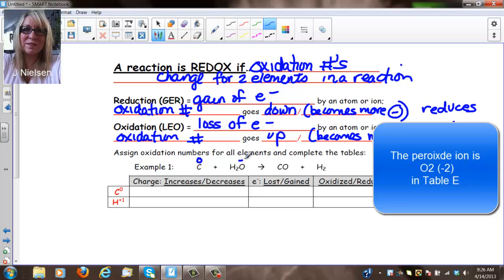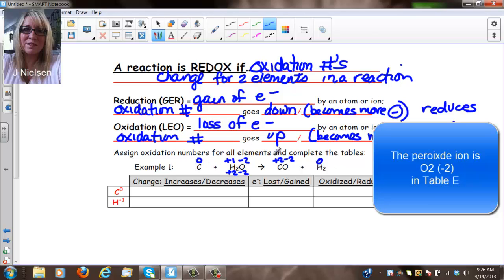We know that oxygen is always -2 unless combined with fluorine or in a peroxide. So this gives me a net -2. If the whole thing has to be 0, then this has to be +2, and there's 2 of them, so hydrogen has to be +1. Oxygen is -2, which means carbon has to be +2, and H2 is by itself, so it gets assigned a 0.